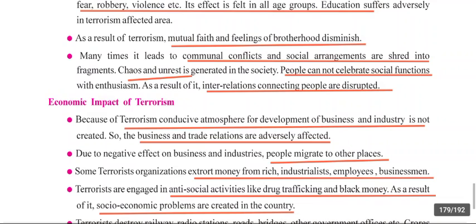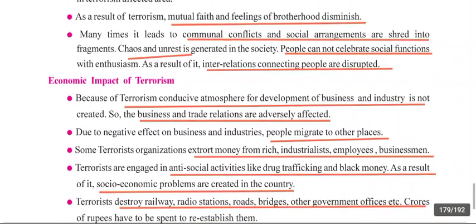People cannot celebrate social functions with enthusiasm. As a result of it, interrelations connecting people are disrupted, because social festivals are a method of creating bonds between people, and when people are not able to celebrate these functions freely, their bonds diminish, and therefore their relationships are spoiled.